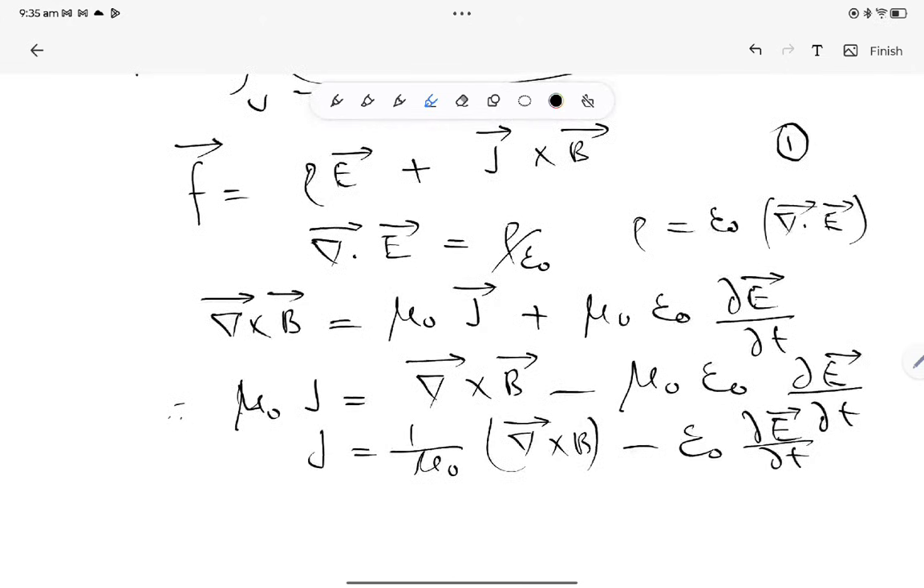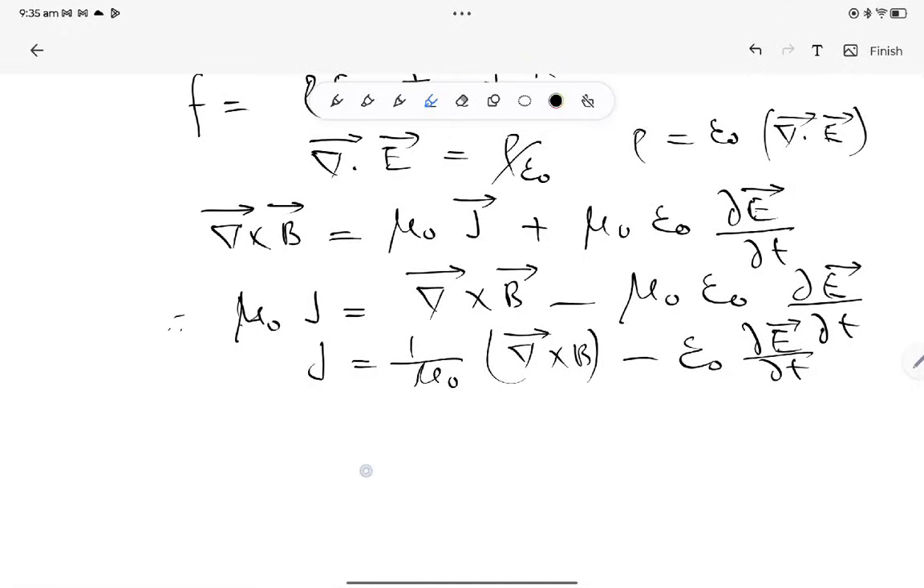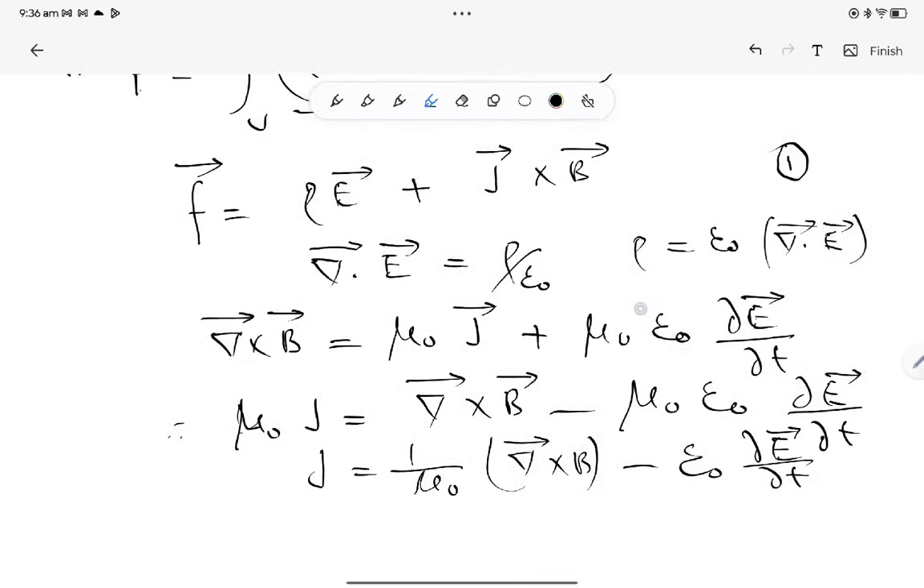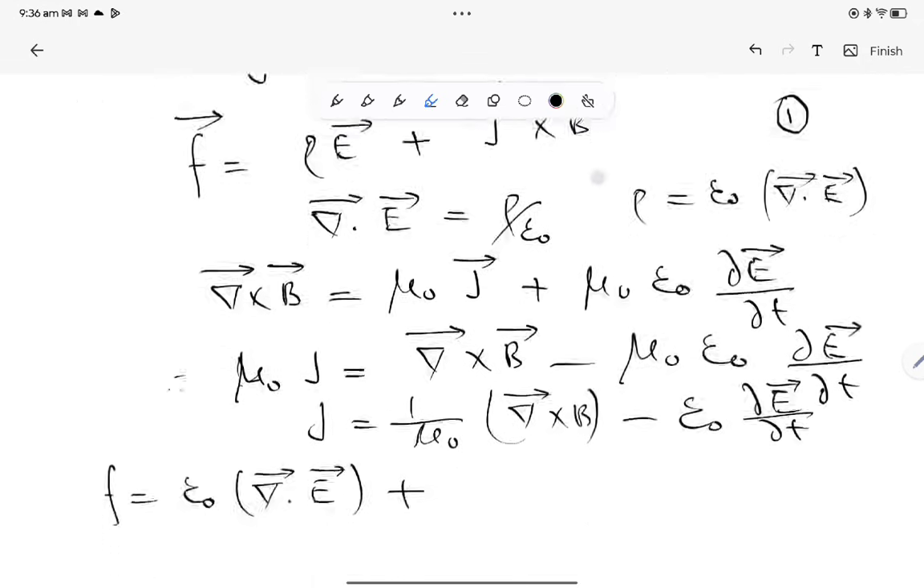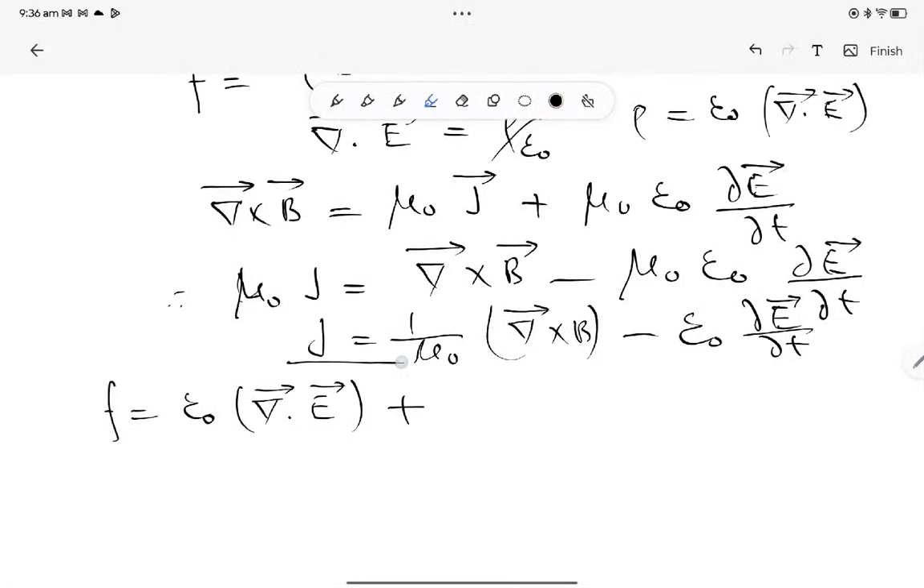Now after this, we have replaced both. We have got the values of both rho as well as J. Substituting these in this equation first, we get F is equal to, in place of rho, epsilon naught del dot E, plus J cross B. Now J is this.